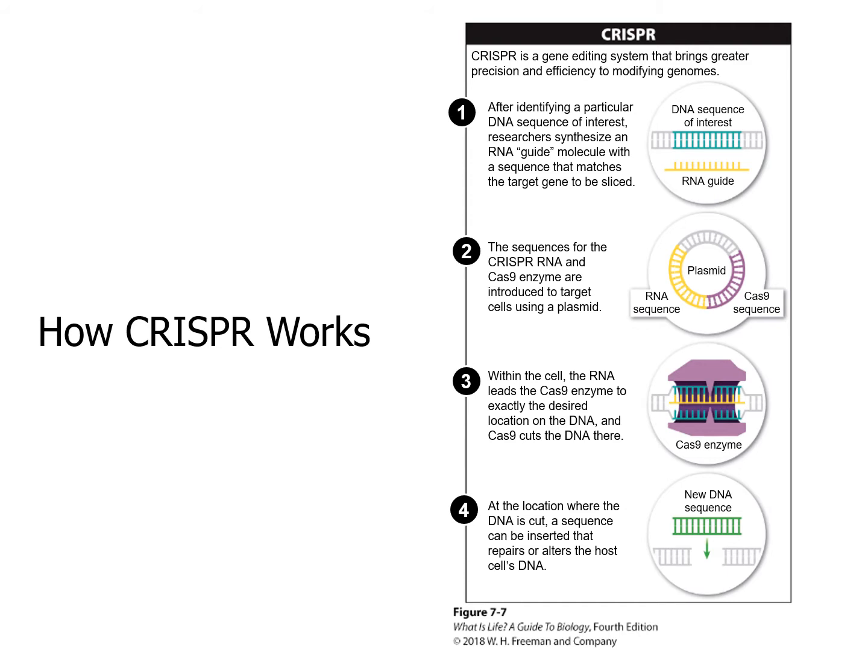And then from there, within the cell, the RNA leads the Cas9 enzyme to exactly the desired location on the DNA, and Cas9 cuts the DNA out of there, just absolutely photoshops out that blemish, if you will. And then finally, at the location where the DNA is cut, a sequence can be inserted that repairs or alters the host cell's DNA, which, again, you're just photoshopping in what you want to be there genetically. So cool.